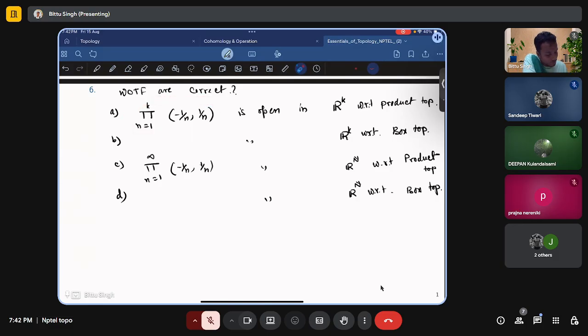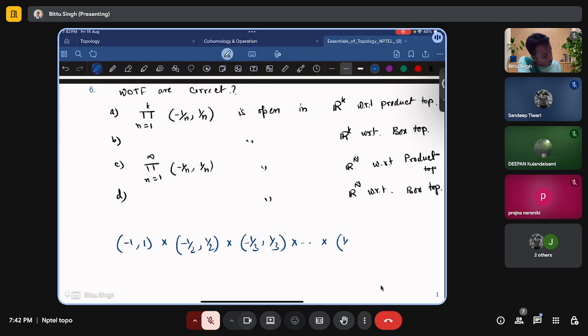So the first one says this kind of thing: the product of (minus 1 by n, 1 by n), taking the product from 1 to k. Explicitly it will be like this: (minus 1, 1), then (minus half, half), for n equal to 3 we get (minus 1/3, 1/3), and so on up to (minus 1 by k, 1 by k). Now will it be open in product topology?